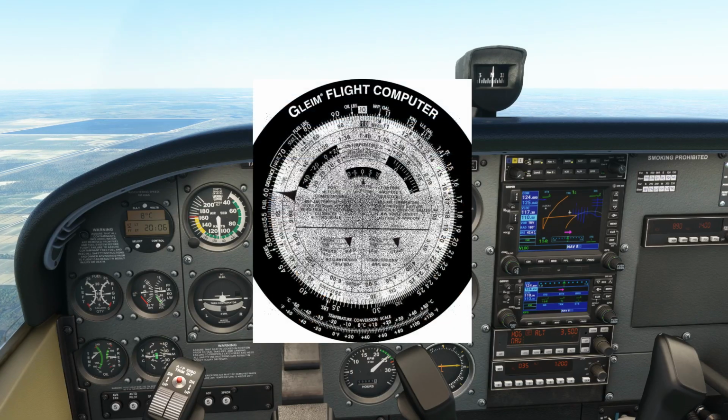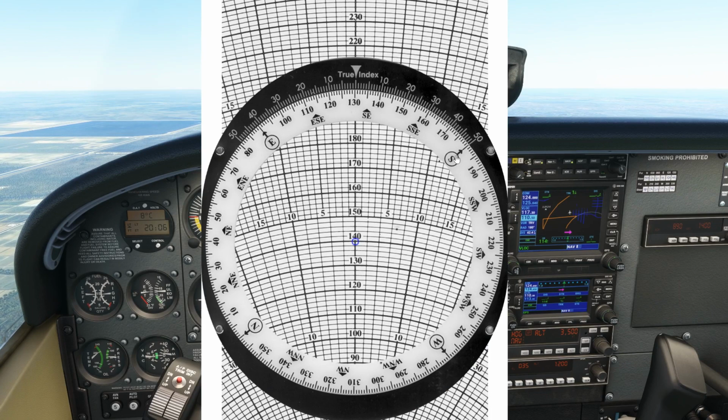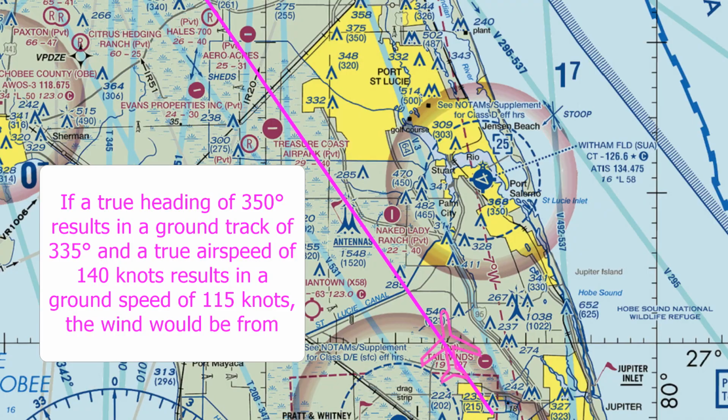Blow the cobwebs off your whiz wheel and lube up the spinny bit, because it's time to get those thumbs working. If a true heading of 350 degrees results in a ground track of 335 degrees, and a true airspeed of 140 knots results in a ground speed of 115 knots, the wind will be from A.